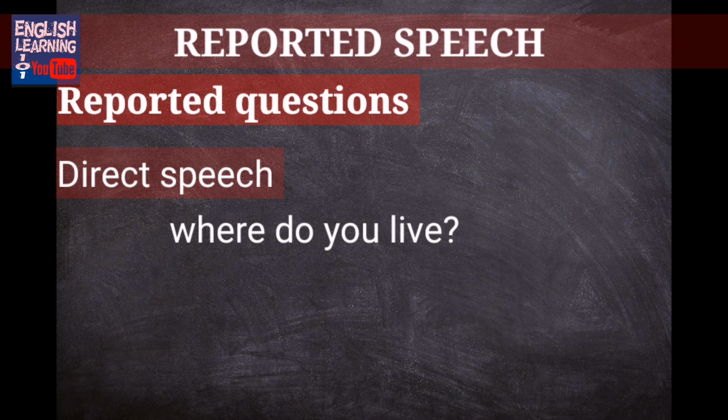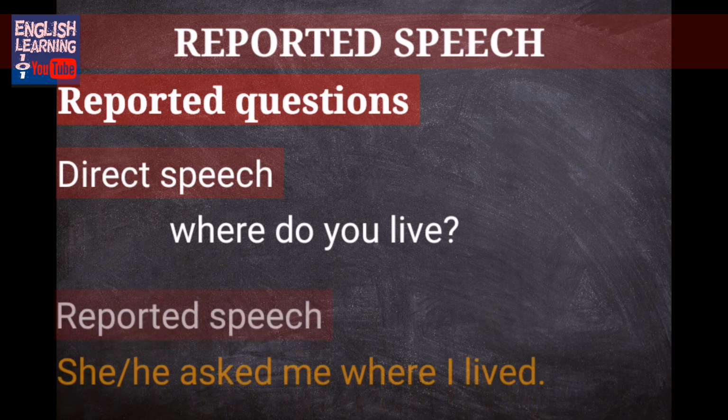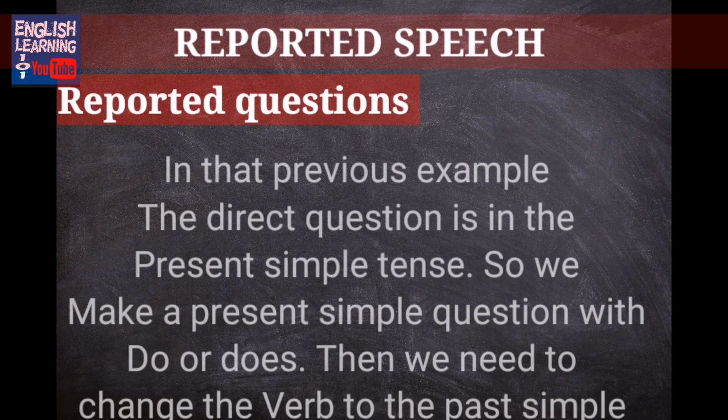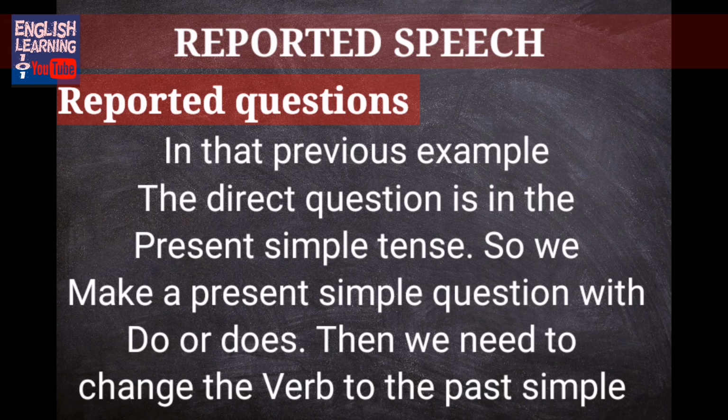First one, in direct speech: where do you live? The reported speech: she or he asked me where I lived. In that previous example, the direct question is in the present simple tense, so we need to make a present simple question with do or does. Then we need to change the verb to the past simple.